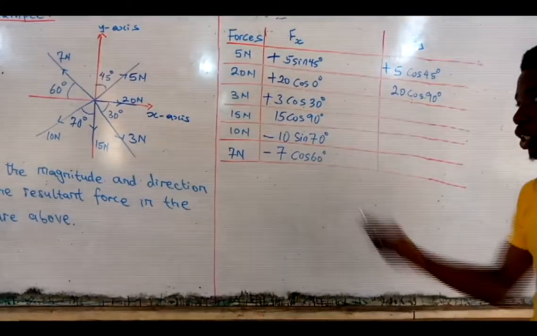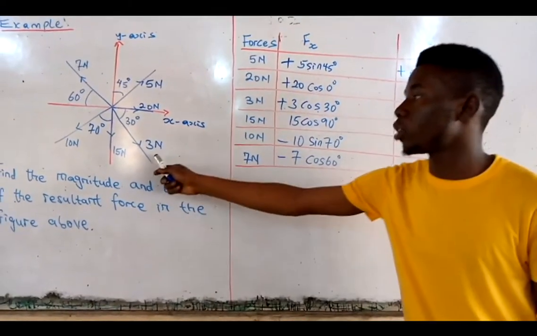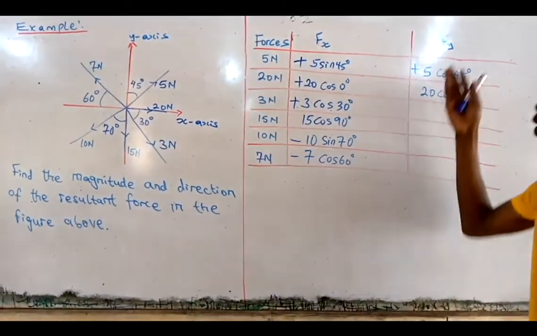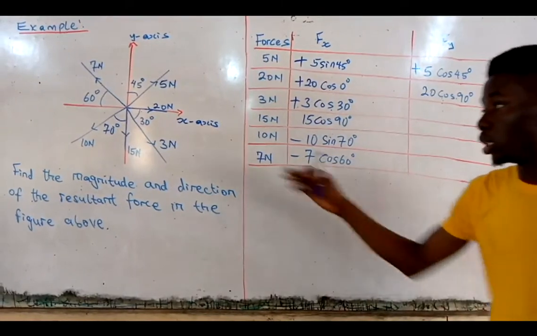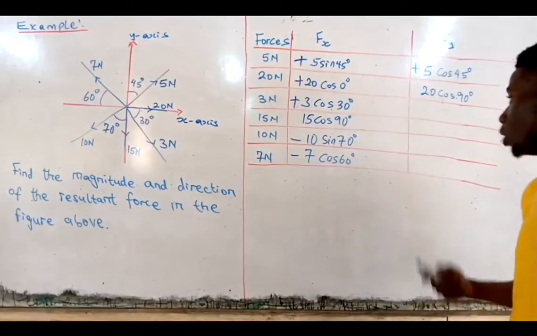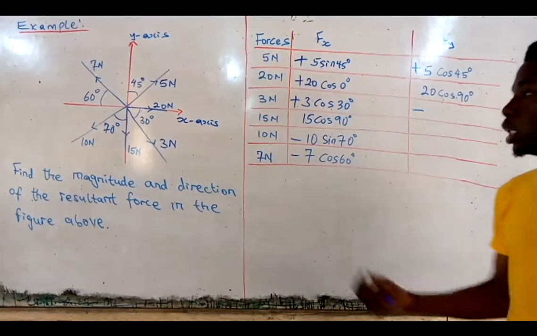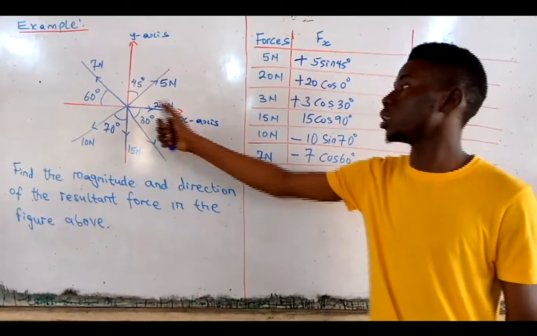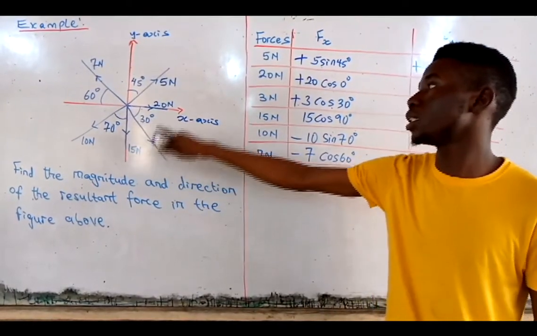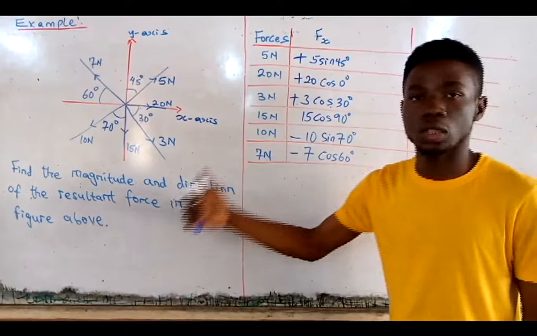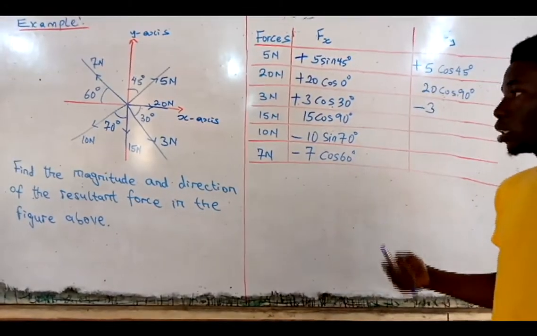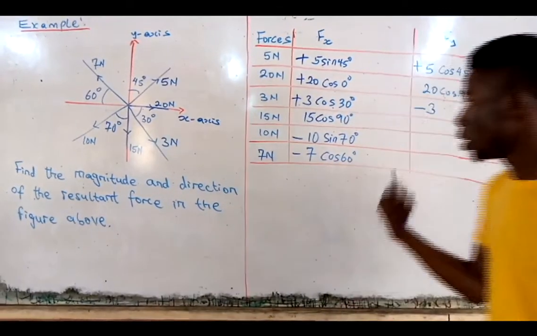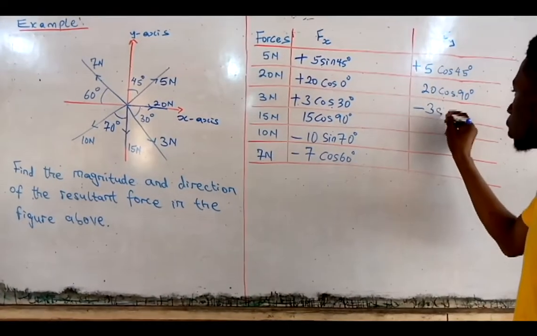Proceeding to the next force, which is the 3 Newton force. It is below, and we are considering the y-axis. This implies that it is going to take a negative value with respect to the y-axis, followed by the magnitude, which is 3. The angle 30 degrees is made with the x-axis, whereas we are dealing with the y-axis. This implies that sine of 30 degrees is going to be used.